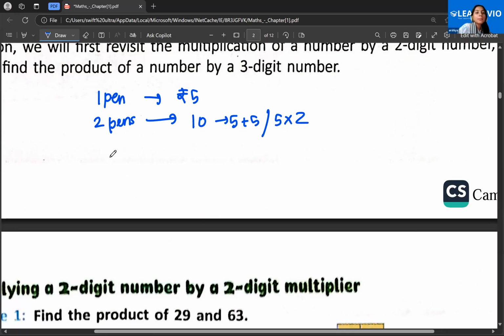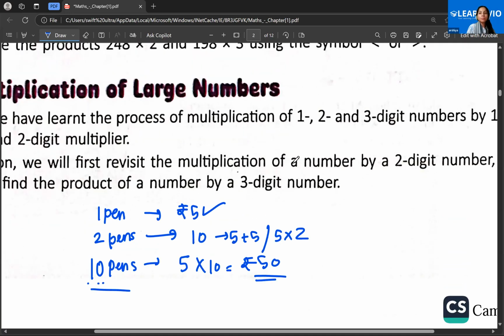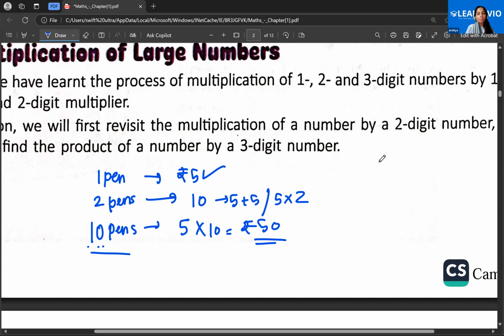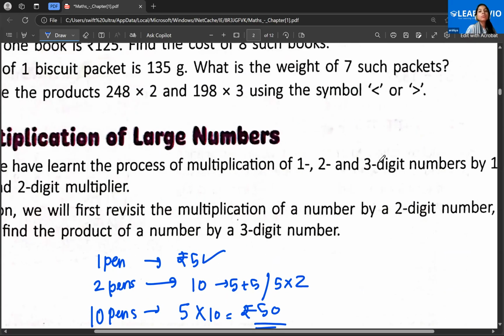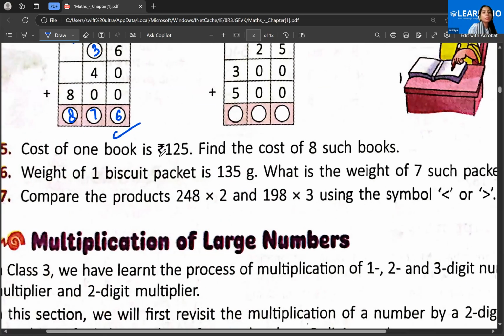Now let's say I'm saying, Humaira, I want to buy 10 pens. Now we won't be adding 5 plus 5 plus 5. What we'll do is take the cost, which is 5 rupees, and the number of pens, which is 10. So 5 multiplied by 10 is 50. So if one pen is for 5 rupees, 10 pens will be for 50 rupees. Does that make sense? Yes. So in this question, we should multiply 125 rupees and 8. Yes, very good.